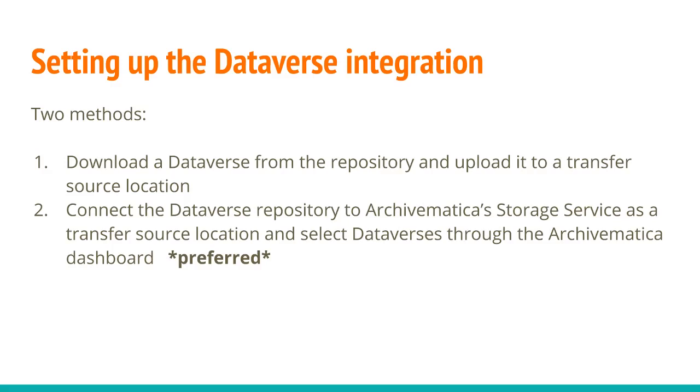There are two ways to set up the Dataverse integration. It's possible to download material from a Dataverse repository and then make it available in a pre-existing transfer source location that your Archivematica instance can access, such as an SFTP folder. However, the preferred method is to set up Dataverse itself as a transfer source for Archivematica. This means that Archivematica can automatically pick up Dataverses from the repository with no need to download the materials first, which is very helpful for large and complicated datasets. This is the method that we'll be looking at today.